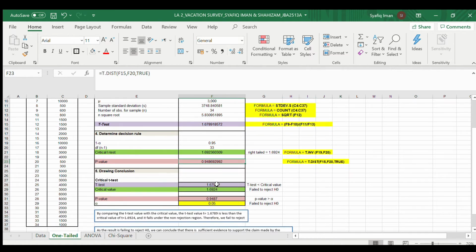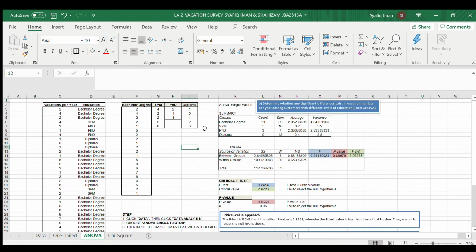So the conclusion is t-test is less than critical value. So it's fair to reject the hypothesis 0. Next, p-value is more than significance, 0.05. So it's fair to reject the hypothesis.